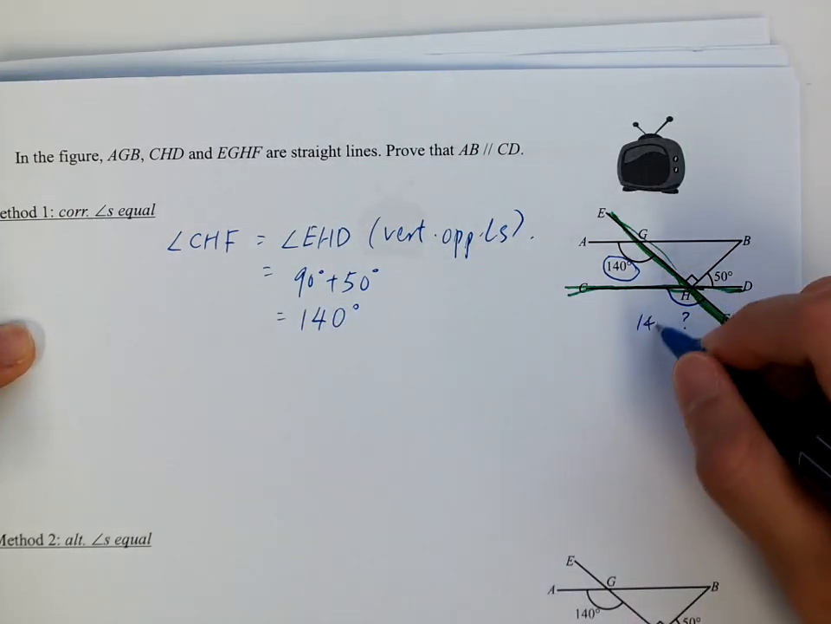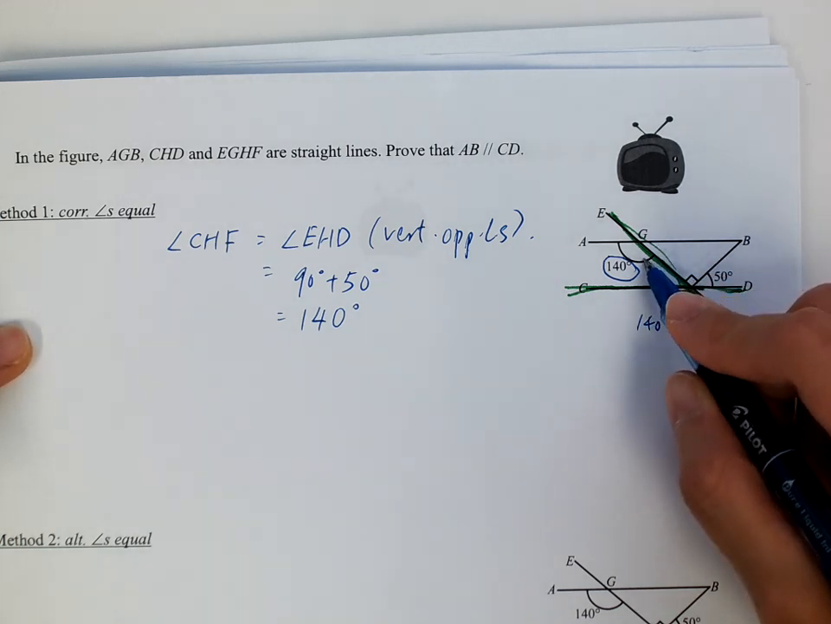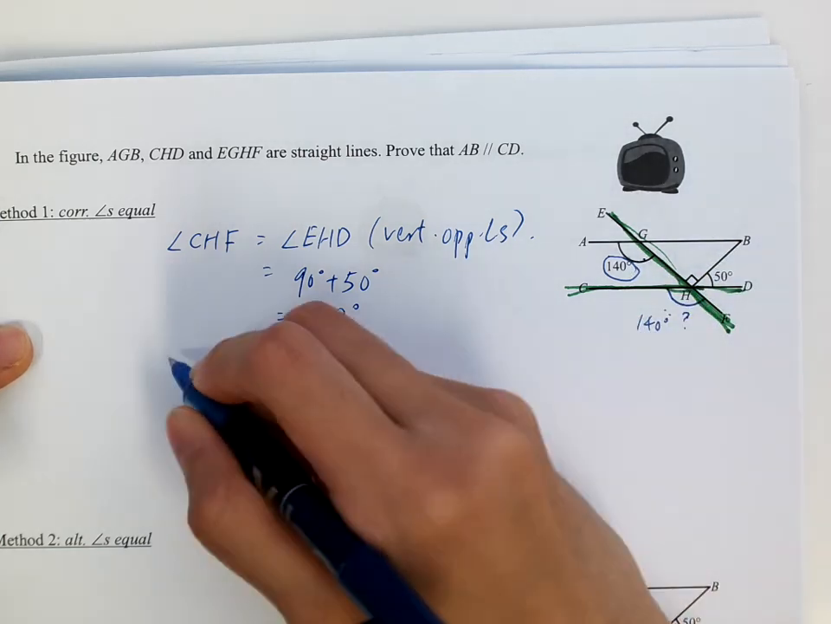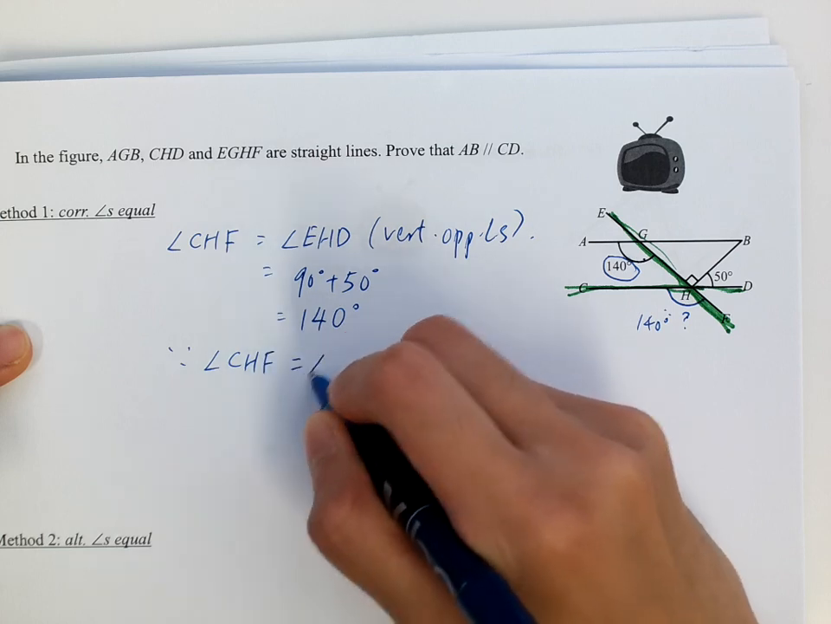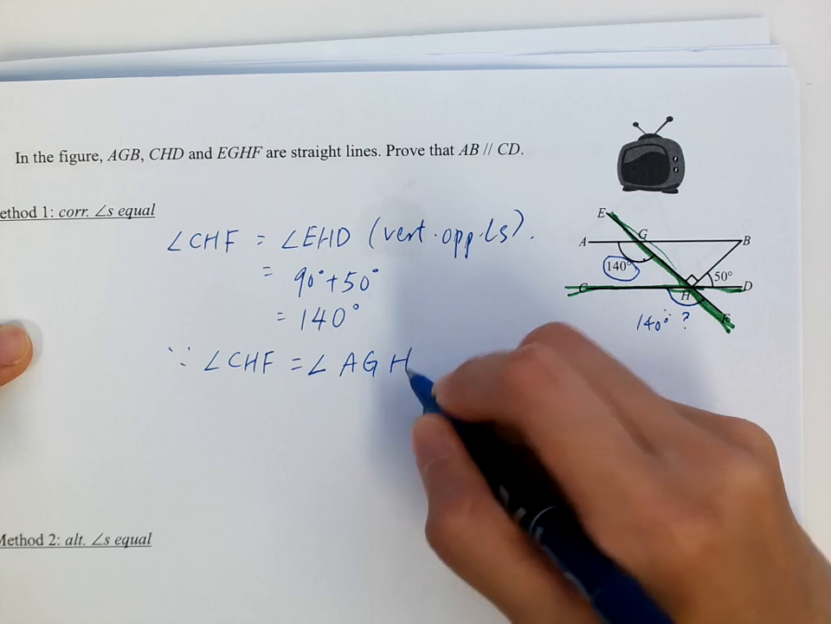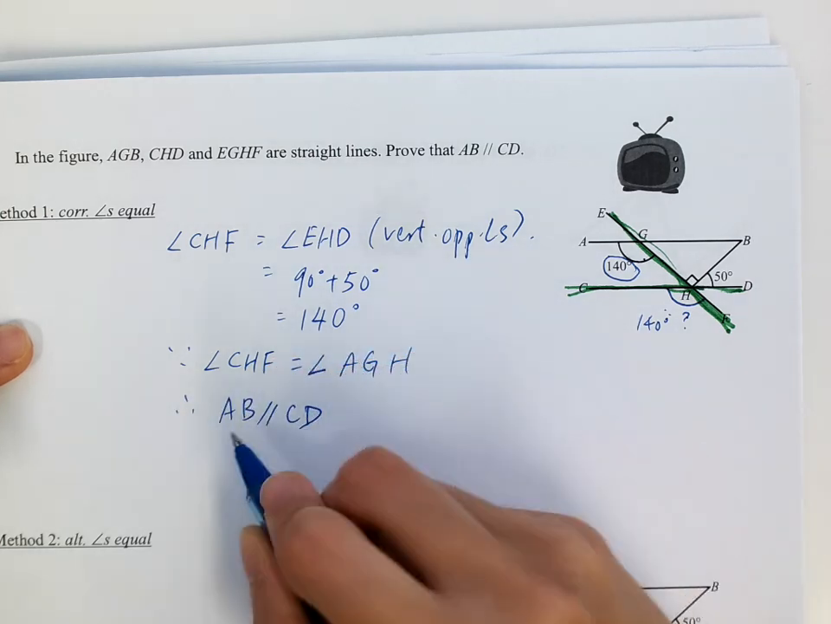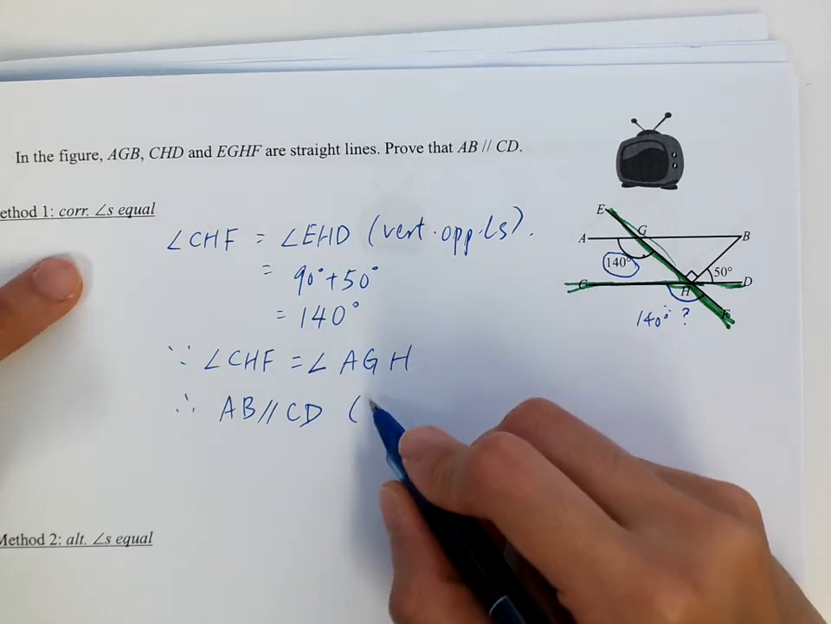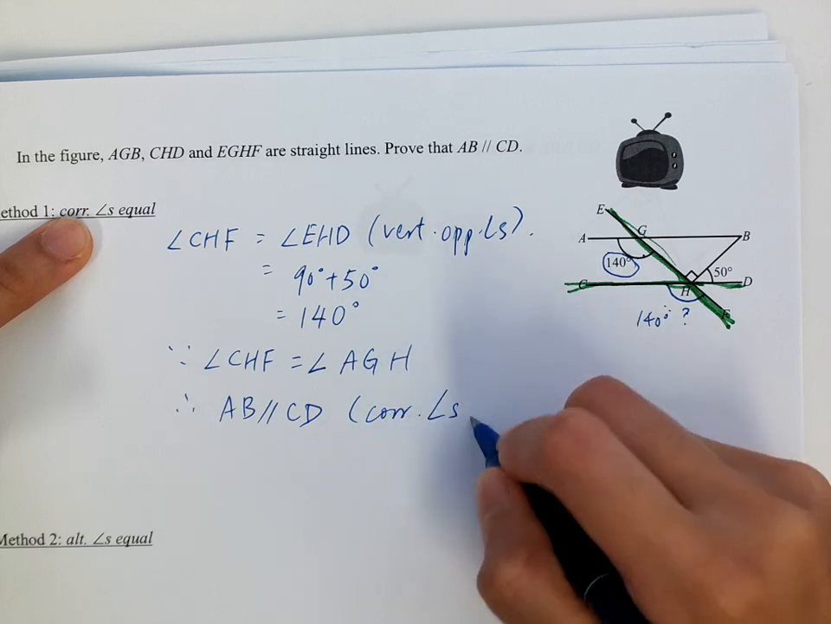That's great. We find that this angle is 140, which is the same as this angle. Then they are corresponding angles. Okay, write down the reason. Since CHF is equal to angle AGH, therefore AB is parallel to CD. This is the result that we want. And because we are using the corresponding angles, we will put the reason at the end.